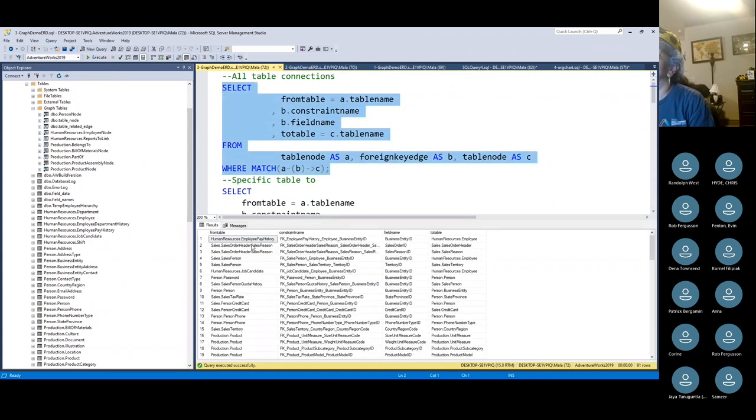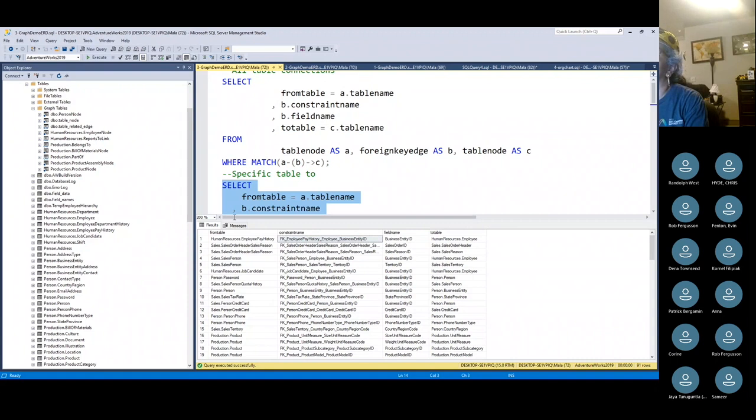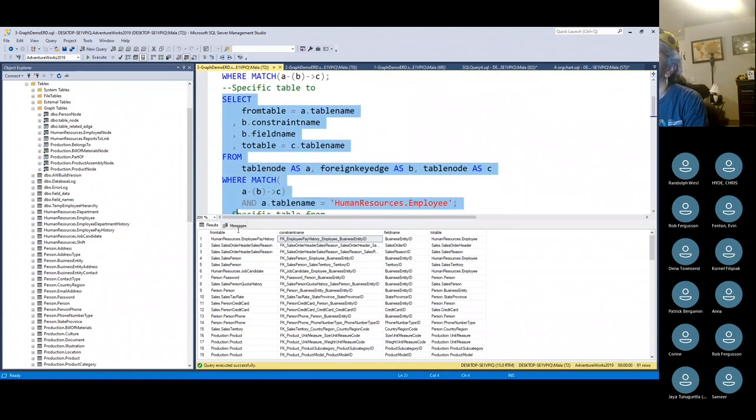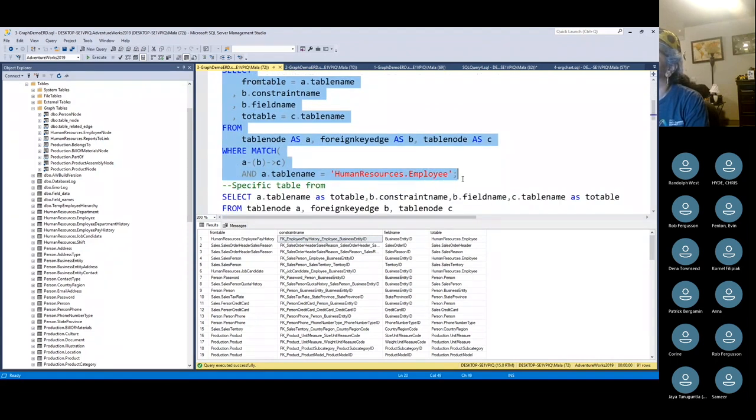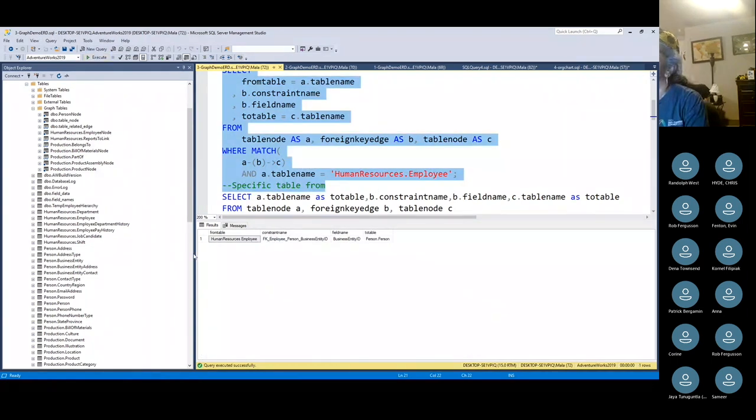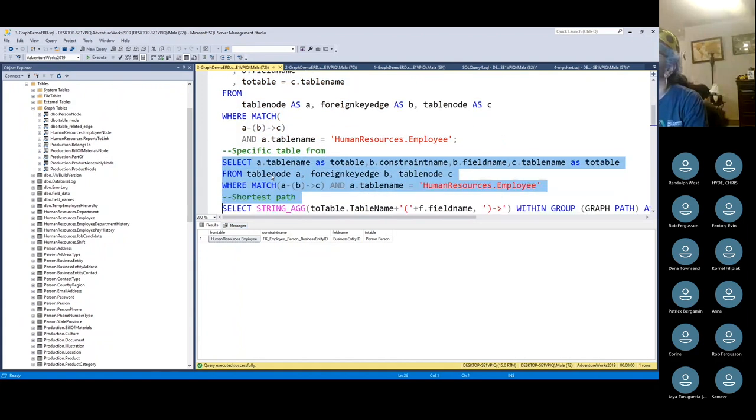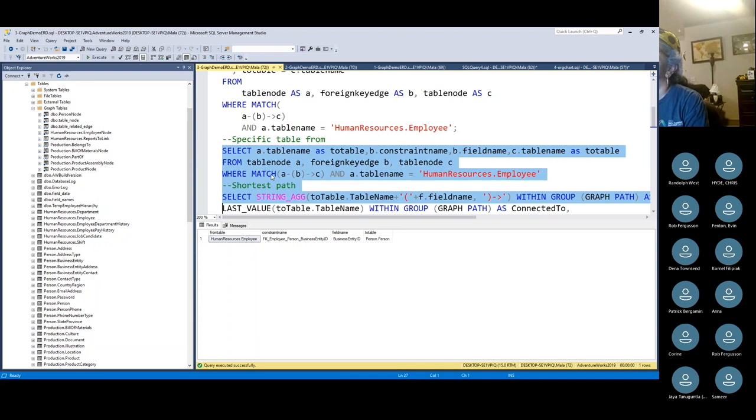So I can see how, from table, this is the foreign key constraint that relates this table to this table. Then I want to see a specific table. I can just say from table is that. See that? And then specific table from is also possible, the same way, the other way around. Then the shortest path is how do you connect from one table to another.